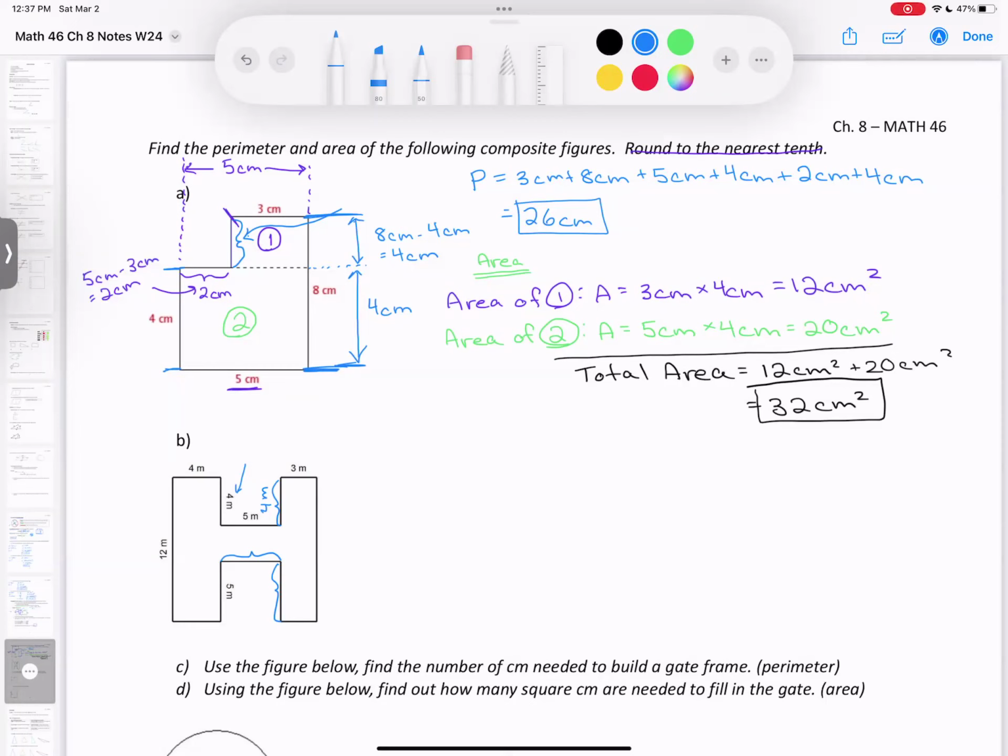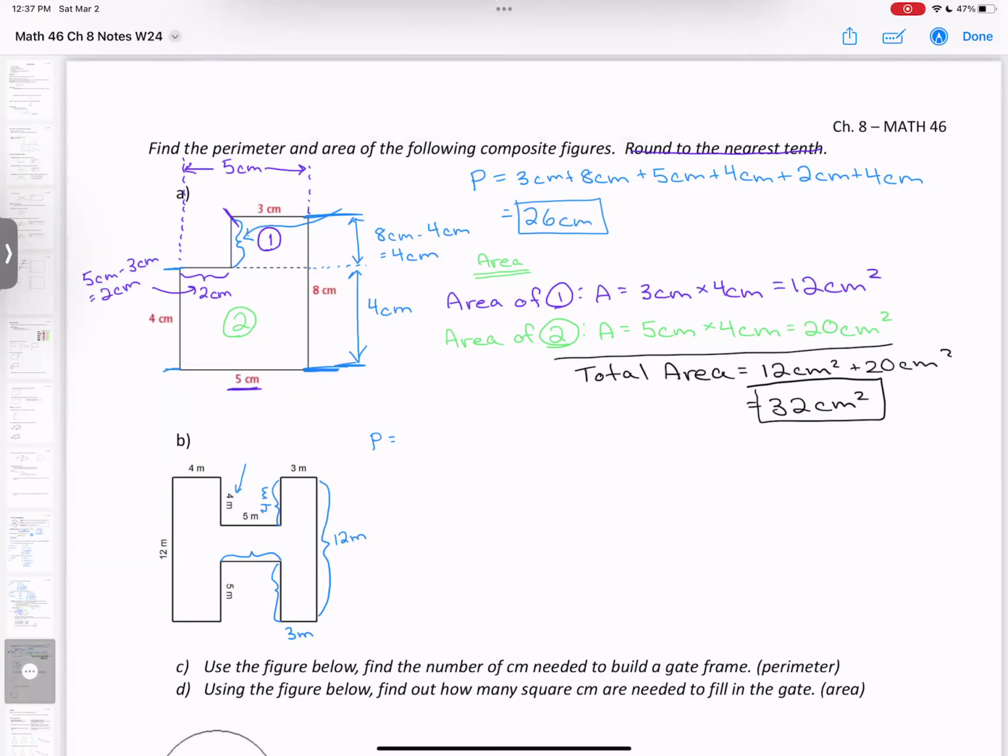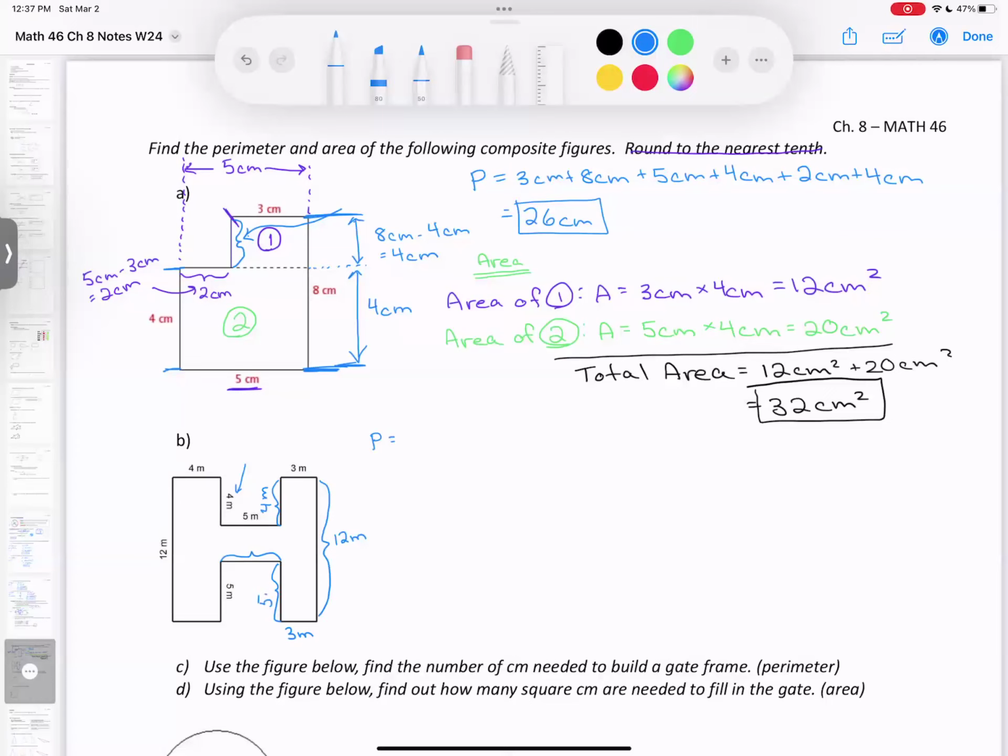All right, let's try this one together. So perimeter, we're going to need all of the side lengths, and I realize there's a few I didn't note as well. We've got this one here, because this is a symmetrical figure, it's square angles, it's a bunch of rectangles. It's the same as the other side, so it's 12 meters. This bottom must be the same as the top at 3 meters. This side over here is going to be the same as the other side at 5. And this is 5, just like the one above. Oh, and this one's 4. Okay, so that gives us all the sides.